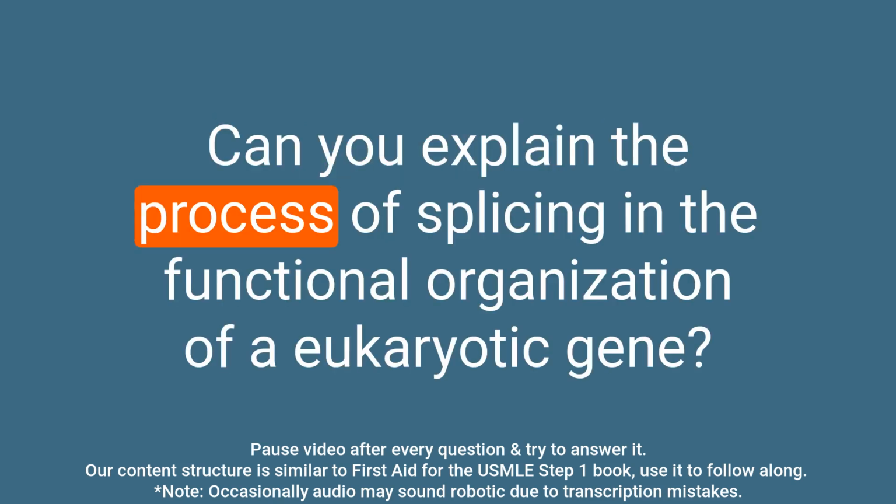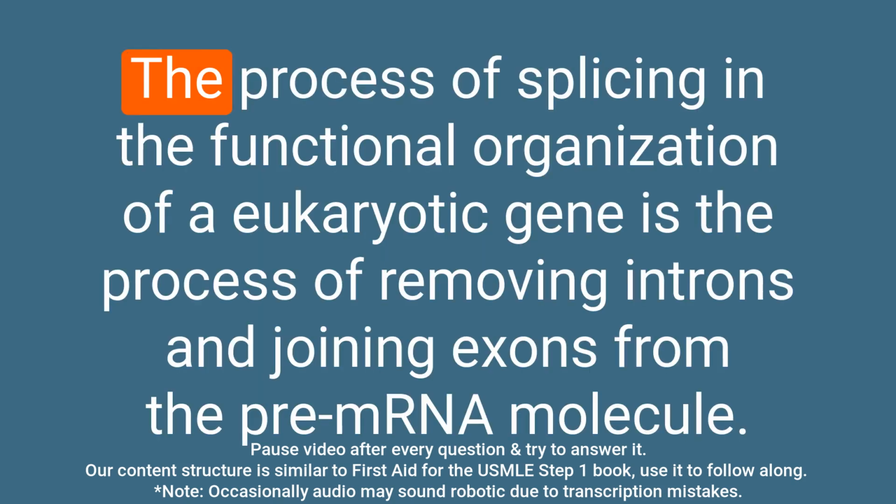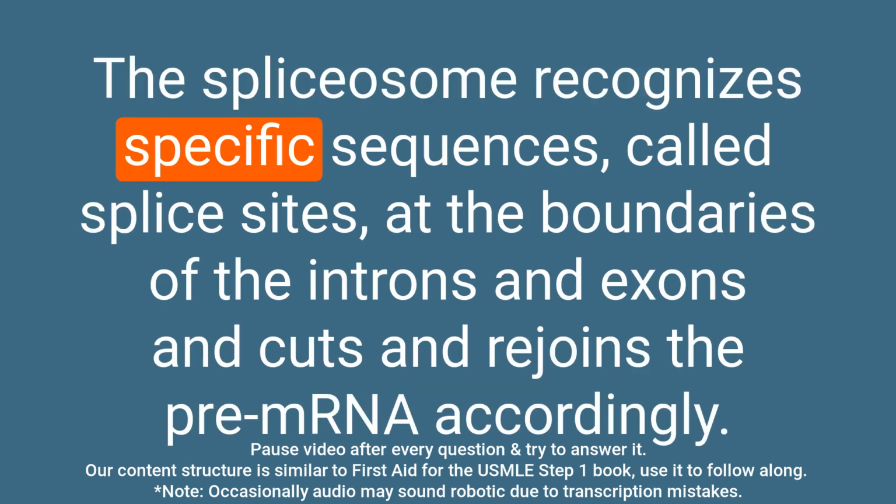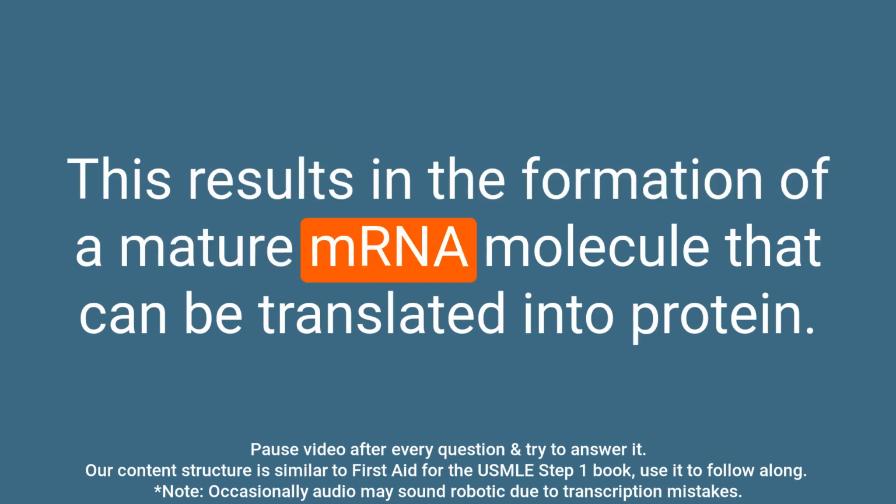Question: Can you explain the process of splicing in the functional organization of a eukaryotic gene? Answer: The process of splicing is the process of removing introns and joining exons from the pre-mRNA molecule. This process is performed by a complex of small nuclear RNAs and proteins called the spliceosome. The spliceosome recognizes specific sequences, called splice sites, at the boundaries of the introns and exons and cuts and rejoins the pre-mRNA accordingly. This results in the formation of a mature mRNA molecule that can be translated into protein.